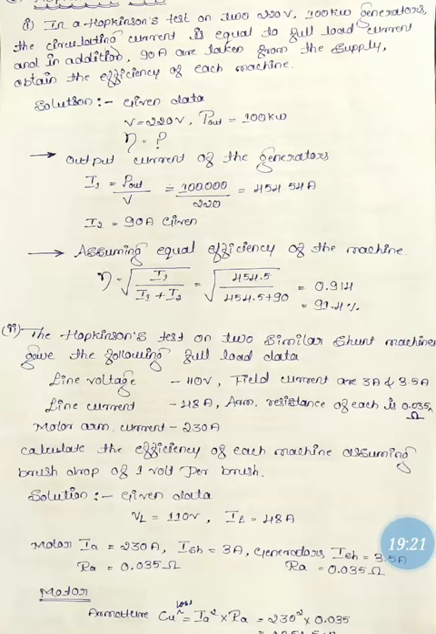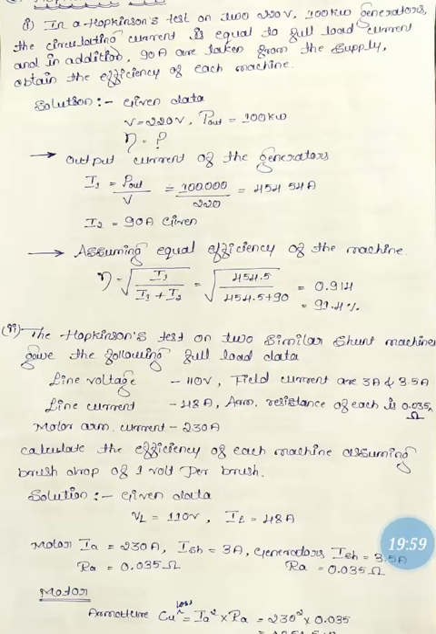Then let me consider one more example on Hopkinson test. The Hopkinson test on two similar shunt machines gave the following full load data. Line voltage is 110 volt, field currents are 3 ampere and 3.5 ampere. Then line current is 48 ampere. Armature resistance of each is 0.035 ohm. Motor armature current is 230 ampere. Calculate the efficiency of each machine assuming brush drop of 1 volt per brush. Now first write down the given data.